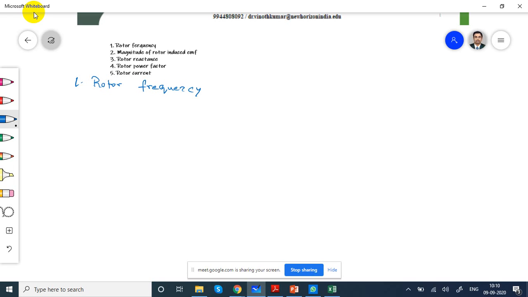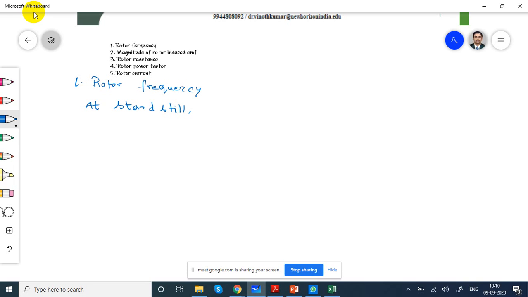Notations. So when you give the supply to the stator, the rotor starts running. Before it starts running, it will be at standstill. Standstill means you are giving the supply but the rotor is not running. It will be in a starting position. That is the meaning of standstill.